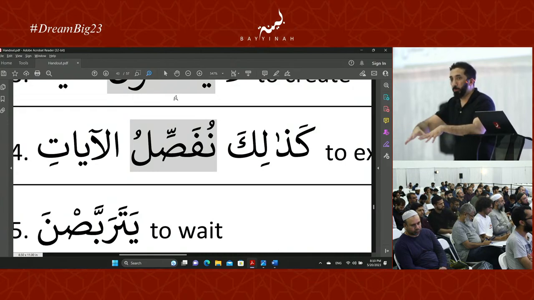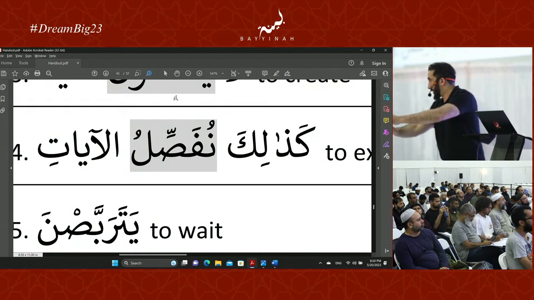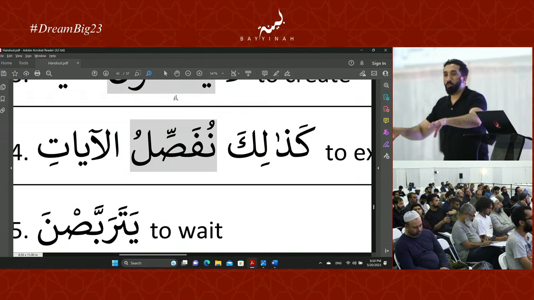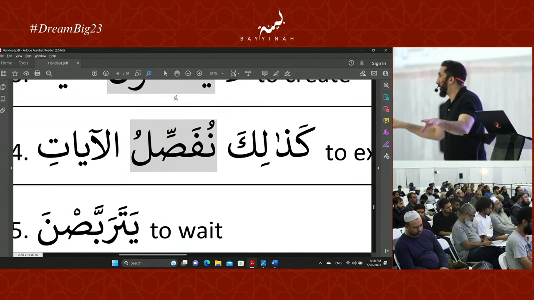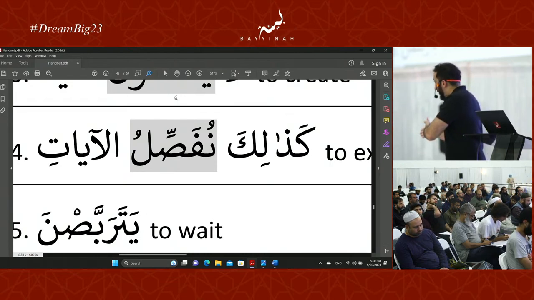And when you clean up a kid's room, you put the socks where they belong, you put the laundry where it belongs, you put the toys where they belong, you put the notebooks where they belong, the stationery where they belong. What are you doing? You're separating things and putting them where they belong. Allah separated his ayat and put every ayah where it belongs.